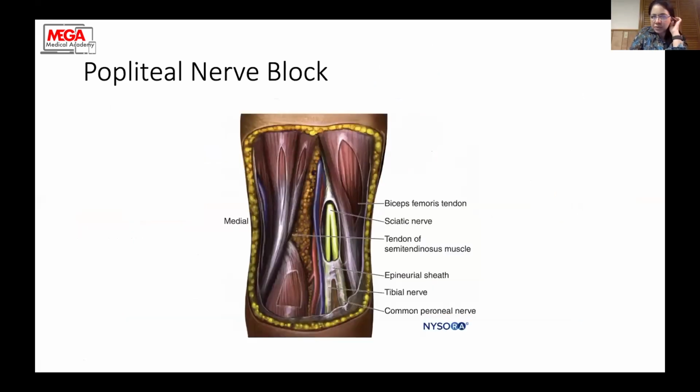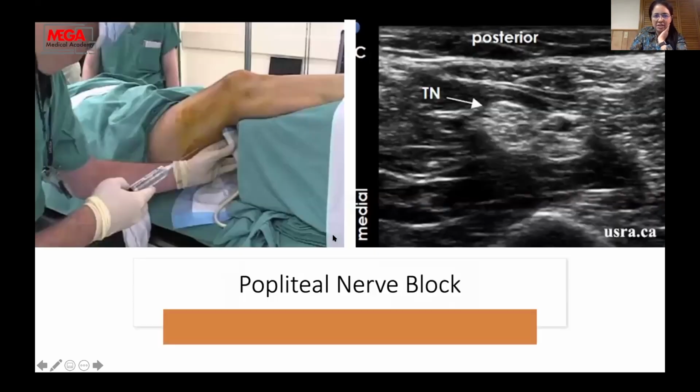Another important block that's very popular nowadays is the popliteal nerve block. It's where you target the sciatic nerve just above the knee crease. The sciatic continues down from the thigh, and just 5 to 7 centimeters above the popliteal crease, it divides into two branches: the tibial on the medial side and the common peroneal on the lateral side.